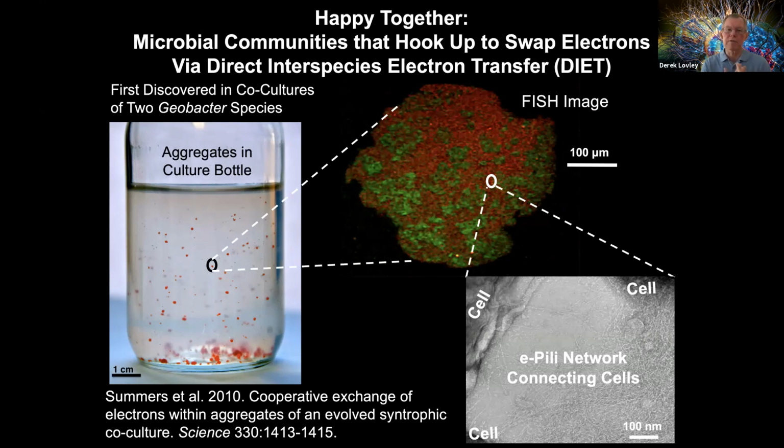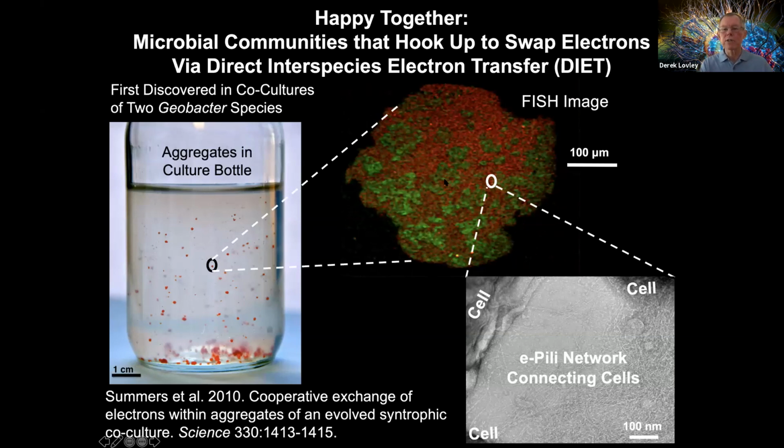So we typically refer to this as direct interspecies electron transfer, which has a nice acronym, DIET. And we first found this in a very artificial laboratory setup in which Zara Summers put two Geobacter species in a culture bottle under conditions in which they had to share electrons in order to grow. And what she saw was over time, they formed these large aggregates. They're about 1 millimeter in diameter. And it turns out they're electrically conductive.